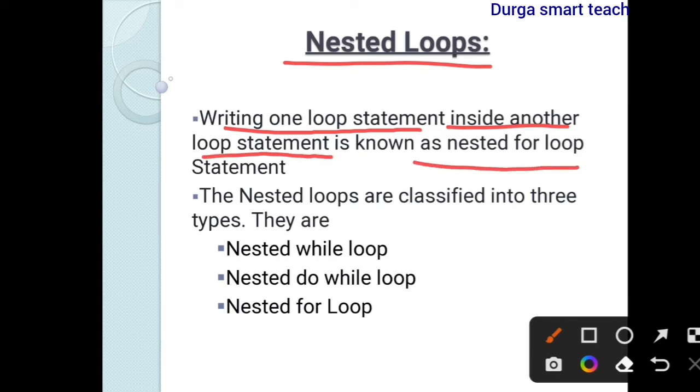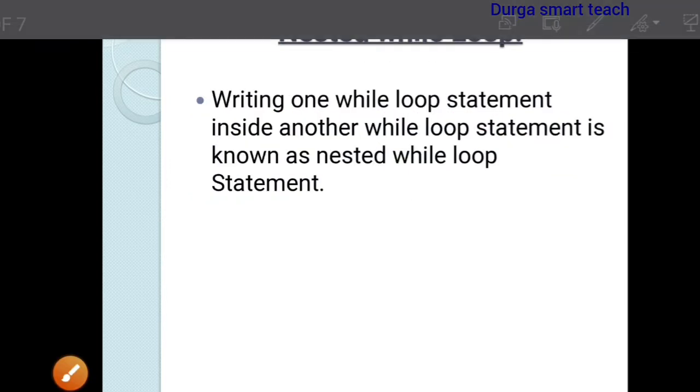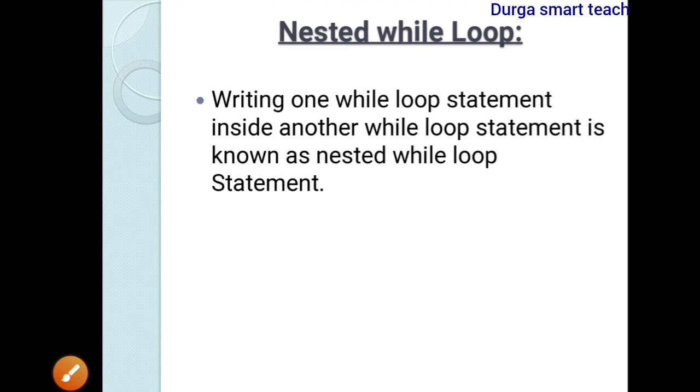The nested loops are classified into three types. Those are nested while loop, nested do while loop and nested for loop. Let's see them one by one. The first one is the nested while loop.